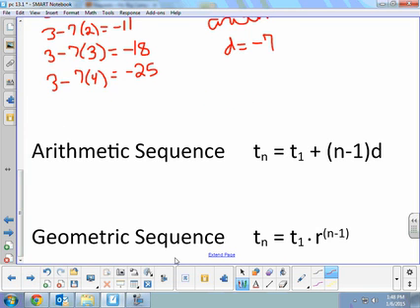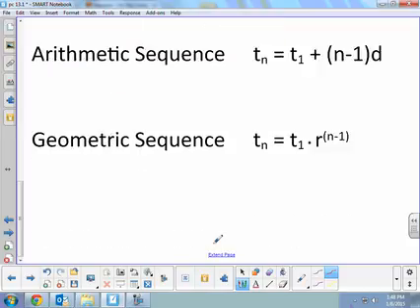I meant to point out these are two formulas that you're going to want to have almost memorized. You're going to be using them quite a bit. The first one you always use for arithmetic sequences. The second one is for geometric. Pretty much if you know the first term or the first number in a sequence and what the common difference or the common ratio is, we can make an equation. Let's go ahead and do that.